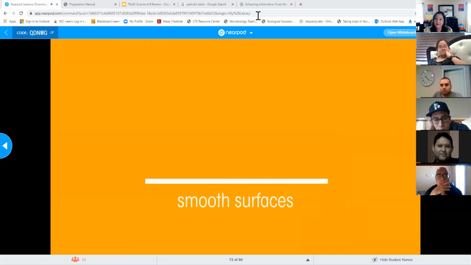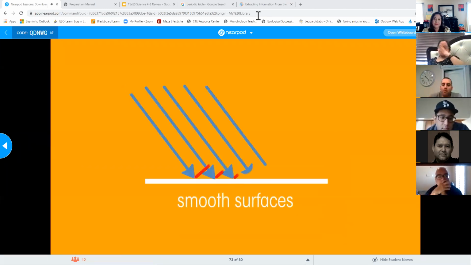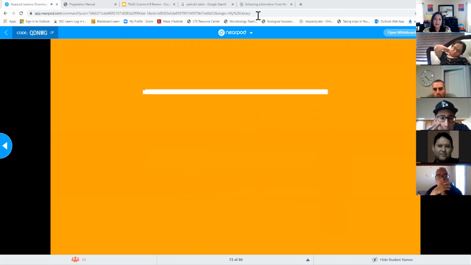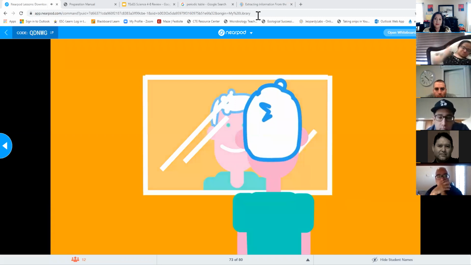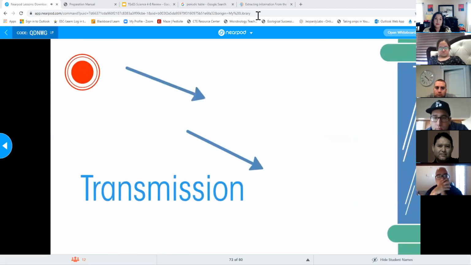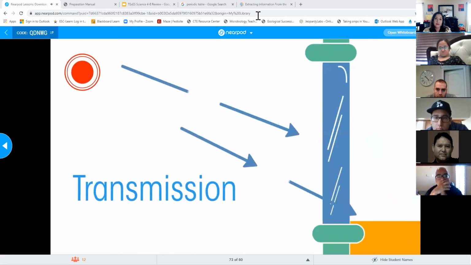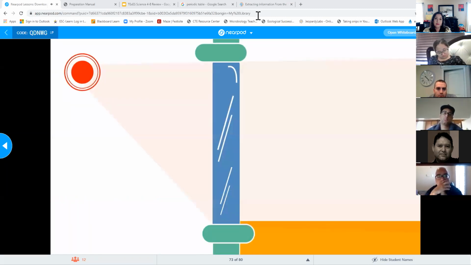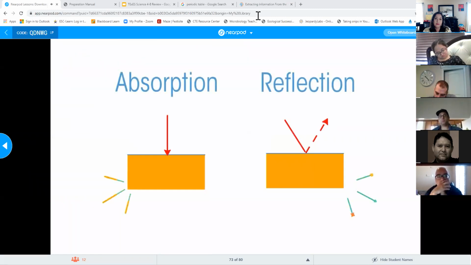Smooth surfaces like glass or polished metal reflect light in a regular way, so a reflection can be seen, like a mirror, or seeing your face in a calm pond. Transmission is when waves keep traveling in the same direction through an object, like light through a window. Absorption and reflection often go hand in hand for light waves.